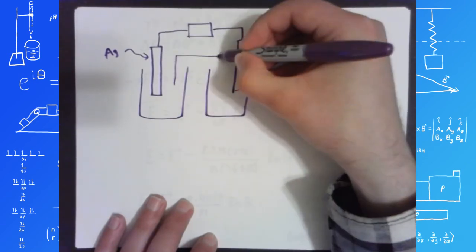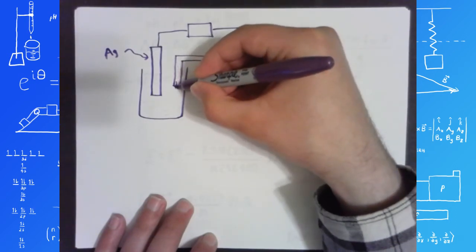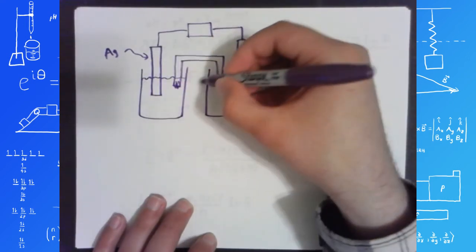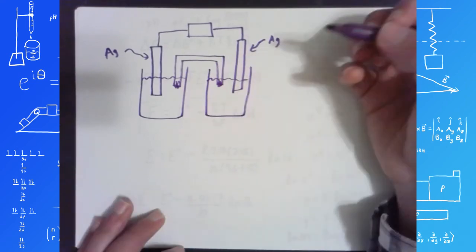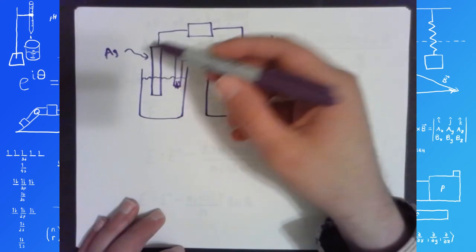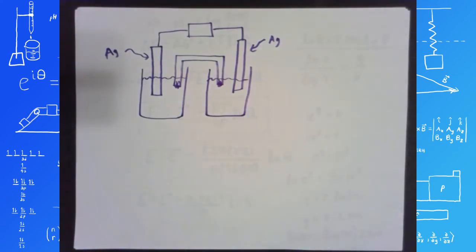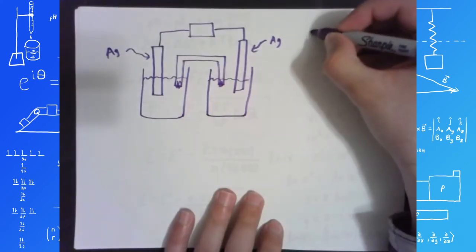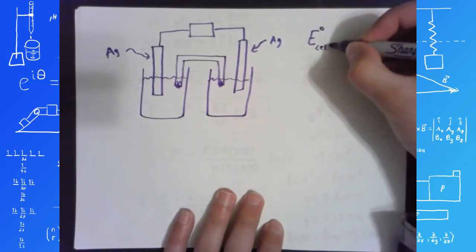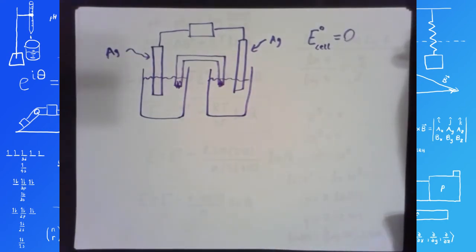And of course we've got our salt bridge. And yeah, the standard cell potential is just going to be 0. If one of these gets reduced and the other gets oxidized, they're going to be equal and opposite half cell potentials that'll just cancel out. So for this, E standard for your cell is going to be exactly 0 volts.